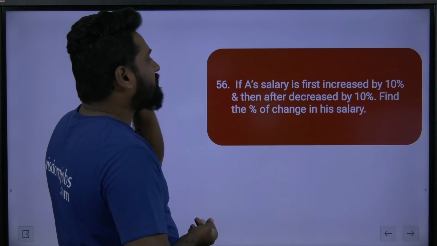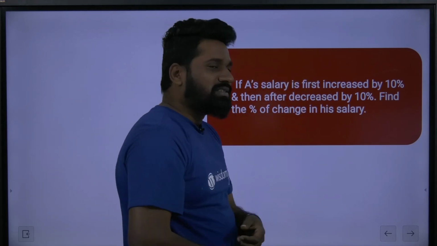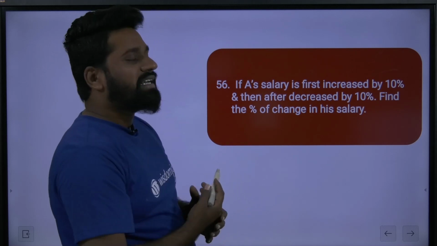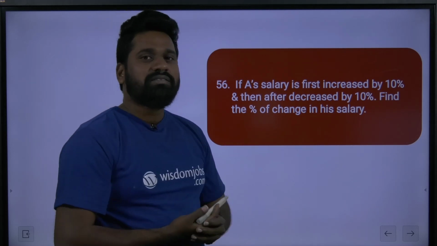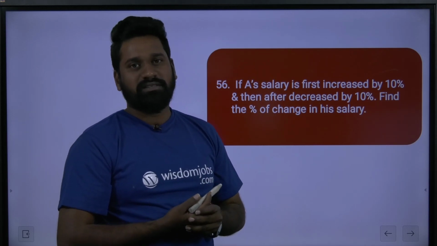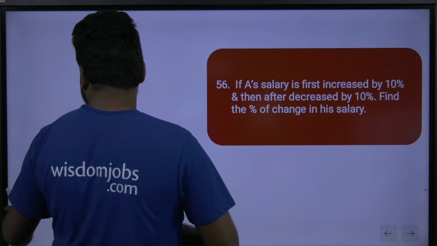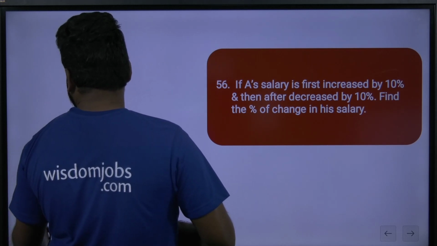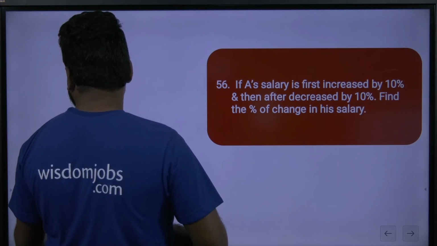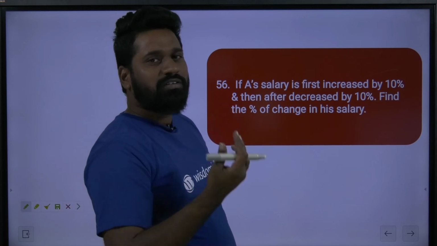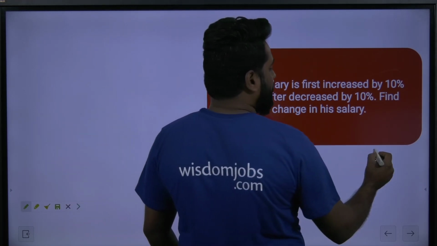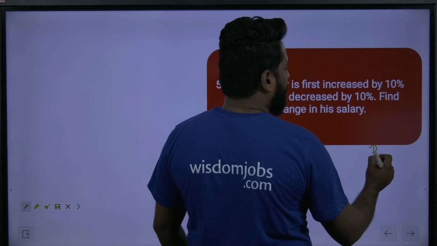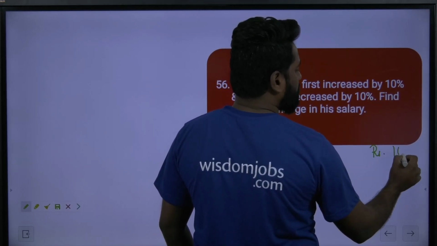If a salary is first increased by 10% and then decreased by 10%, find the percentage change in his salary. That is asked. Let us see it. This you can do in 2 methods. Here you can assume the values of salary. For example, first his salary is 100 rupees.